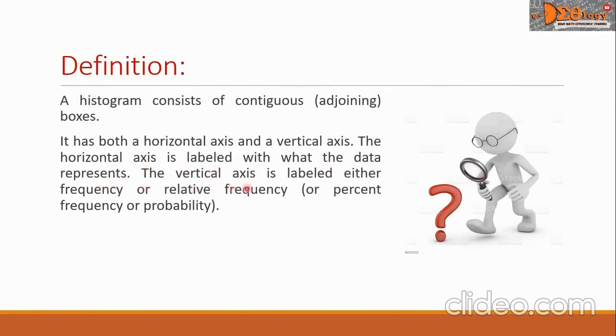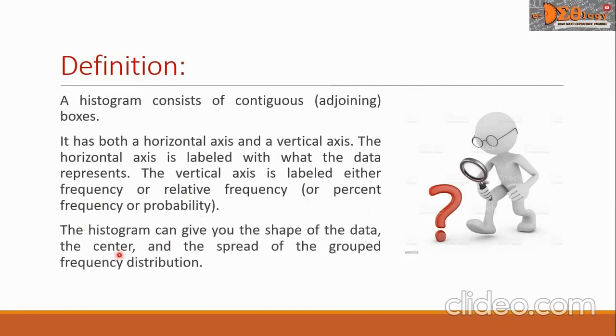The vertical axis is labeled either frequency or relative frequency or percent frequency or probability. The histogram can give you the shape of the data, the center, and the spread of the grouped frequency distribution.